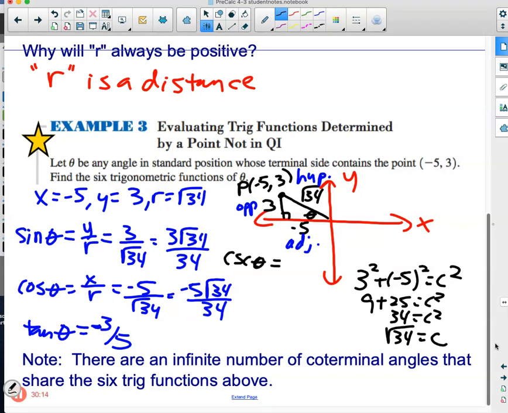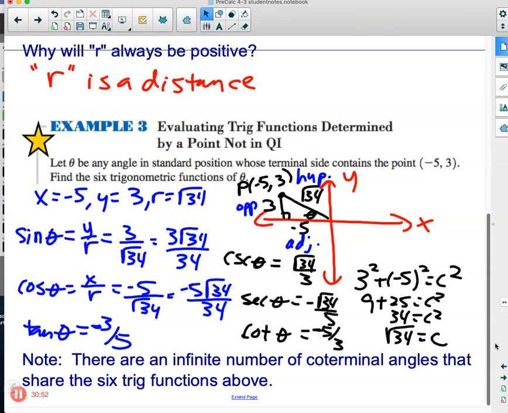Sine flips to become cosecant. So that will be the square root of 34 over 3. Or you could think of it as r over y. Cosine, flip that and you get secant. Or you could think of it as r over x. It's easiest after you have those basic 3 trig functions, the primaries, to just take the reciprocals. So negative square root of 34 over 5. Cotangent of theta, -5/3.